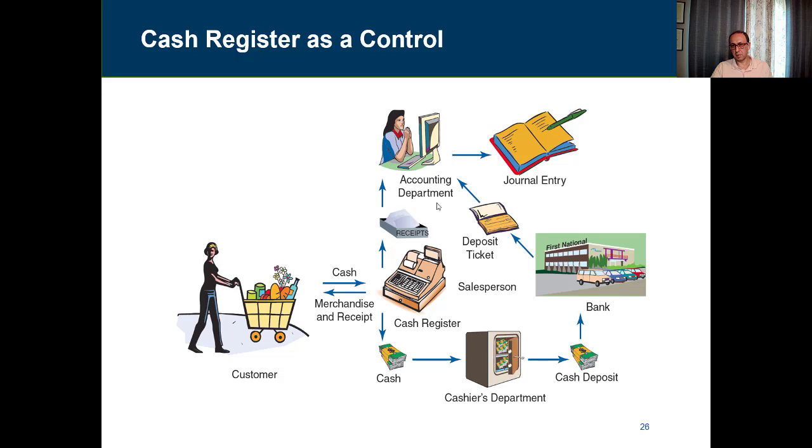And they make sure that they match, so the amount of the deposit in the bank is equal to the amount of receipts that were issued by the cash register. Once they match, they record it in the books as a journal entry.